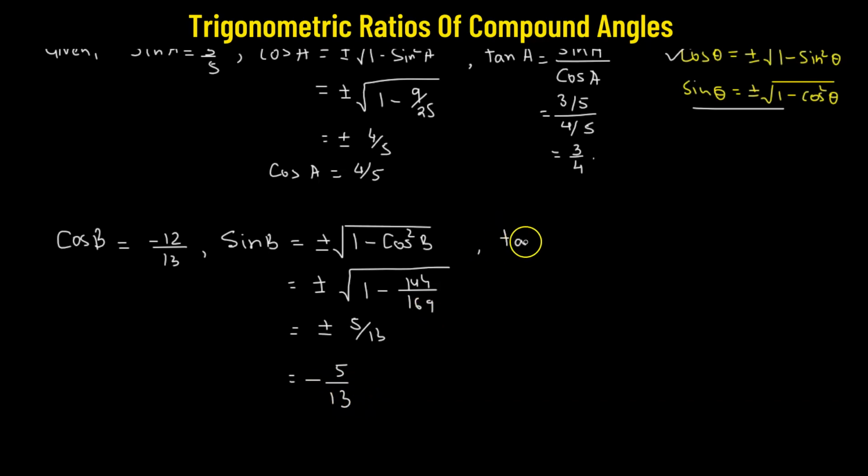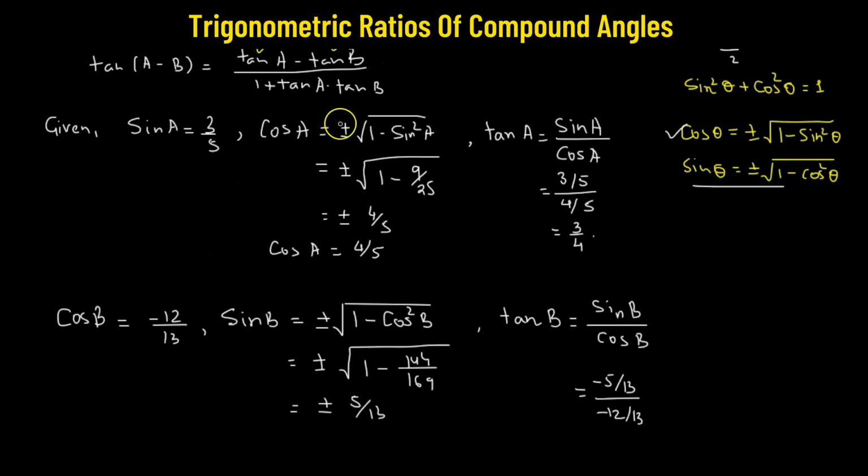Now we can immediately find out the value of tangent of B. Tangent of B will be defined as the ratio of sine of B to that of cosine of B. Let's plug in the value. Sine of B, we have found out that this value is negative 5 over 13. And cosine of B, that's already given as negative 12 over 13. Solving this ratio, we get the final value 5 over 12. And here we're getting a positive value, which tells us that B is indeed lying in the third quadrant. Fine. Now that we have the values of all the trigonometric ratios, we have 1, 2, 3, 4, 5, 6, a total of 6 trigonometric ratios.